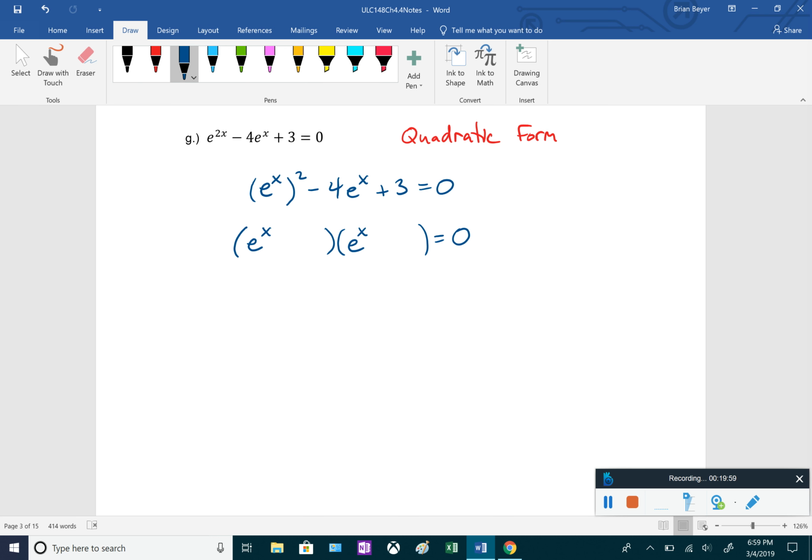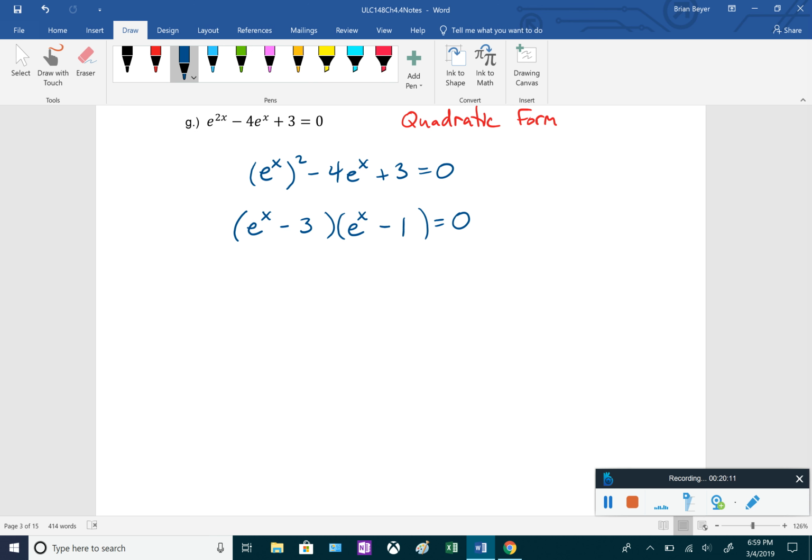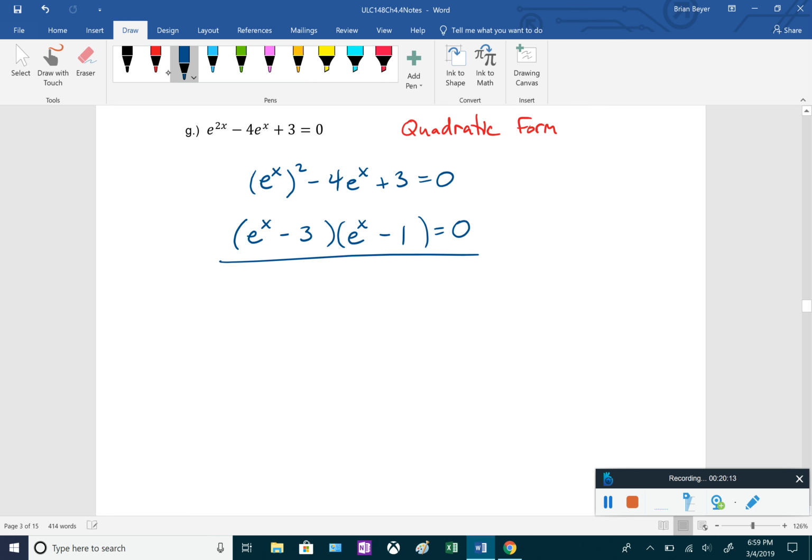So now we just have to think what numbers multiply to 3 that add to -4. That's going to be -3 and -1. That was pretty easy once you recognize it's in that form, because all we have to do now is use the zero product property and say if that times that equals 0, one of those has to be 0.